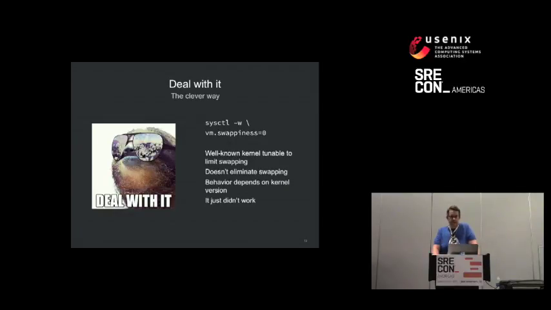So, there's a clever way. There's a well-known tunable called vm.swappiness. It turns out that if you set it to 0, the kernel makes a strong effort to not swap at all.